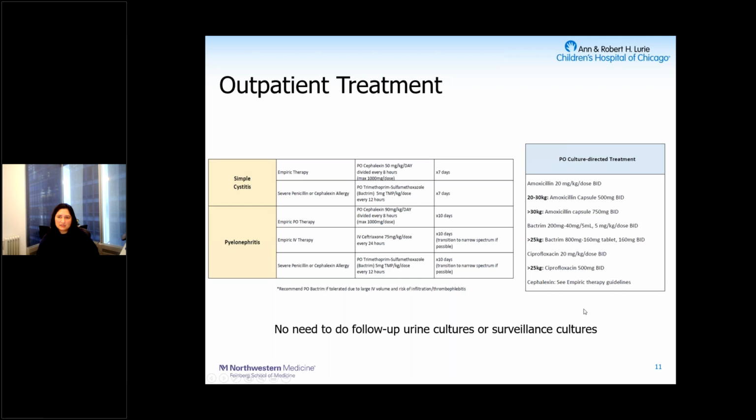And then once the culture results come back, depending on sensitivity versus resistance, such as sensitivity to amoxicillin, these are the typical doses that we would recommend. And also just remember, there's no need to do a follow-up urine culture or even surveillance cultures after that first episode or after any episode of UTI.